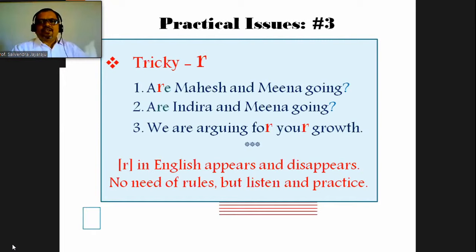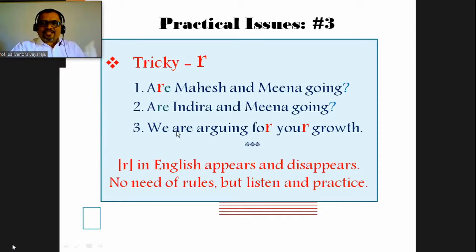Ra disappeared here. In writing it is there, but in speech, while you are listening and trying to understand the utterance, ra is not there. Are Mahesh and Meena going? So ra in writing is there, but ra in utterance is not there. Now let us come to the second one. Are Indira and Meena going? Ra here is there.